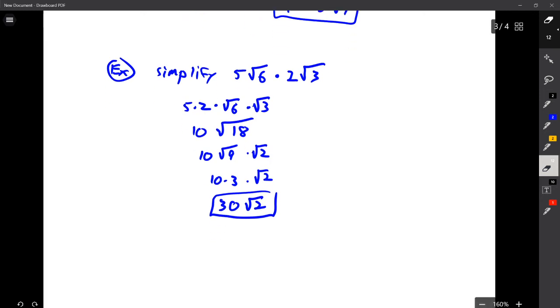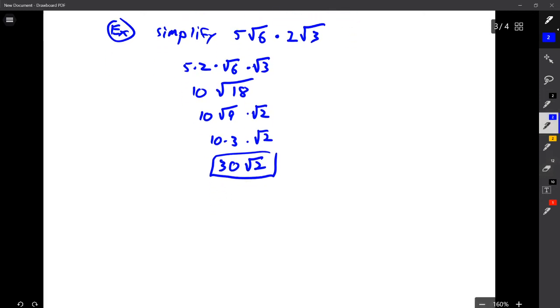Then you also sometimes might deal with some that have variables inside. So it might be something like this. Simplify, let's say the square root of 50 x squared y to the 5th z to the 10th.